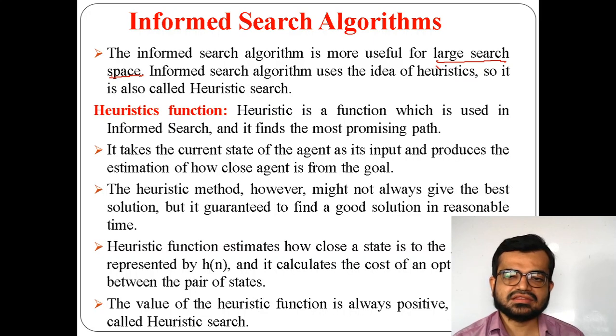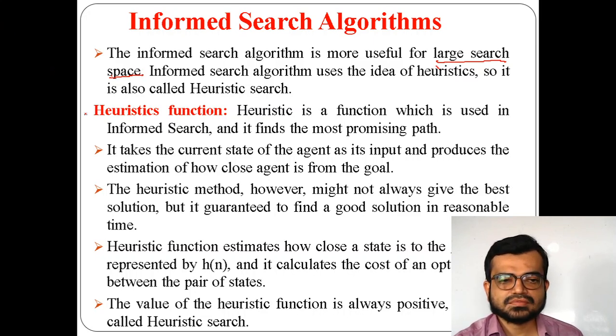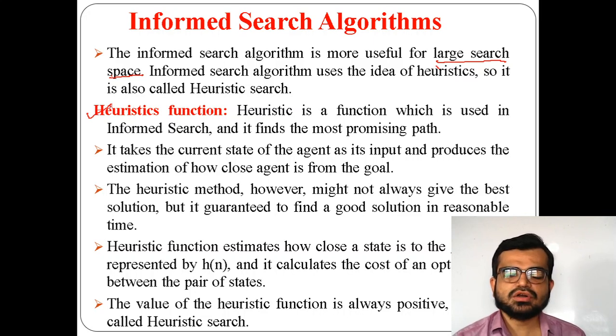So it uses the idea of heuristic. I will tell you what we mean by heuristic. Informed search is also called heuristic search. Why is it called heuristic search? Because it uses a heuristic function. What is the role of this function? This function is used only in informed search, remember. It won't be used in uninformed search, and it finds the most promising path.